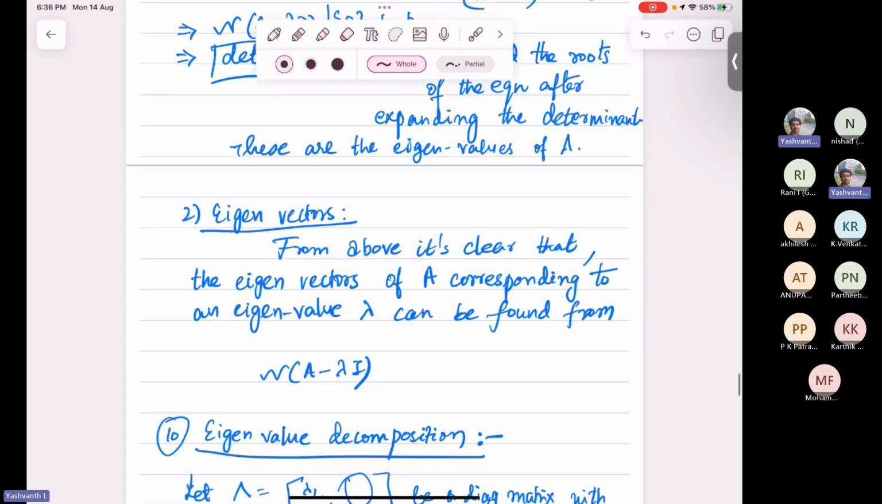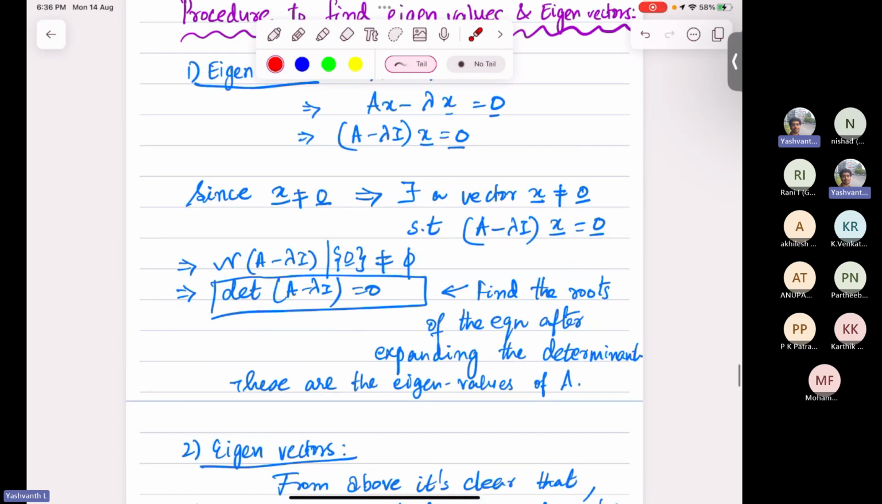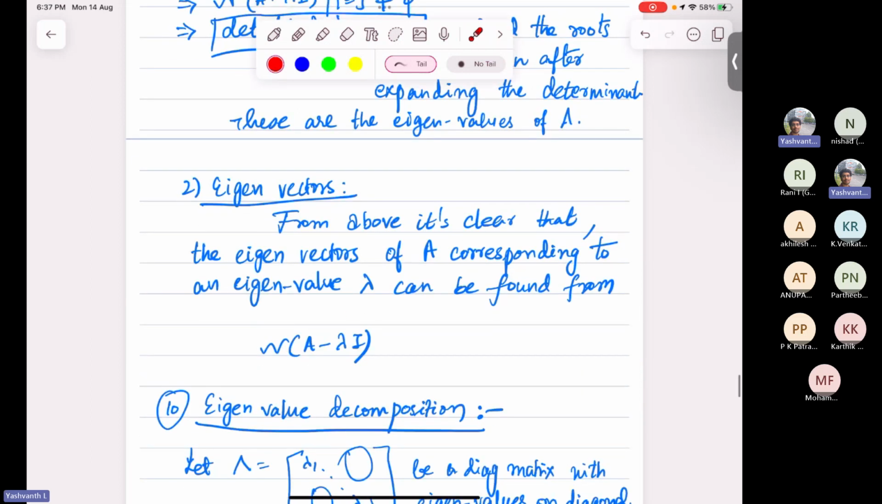Now, how to find eigenvectors? From above, it is clear that the eigenvectors of the matrix A corresponding to an eigenvalue can be found just by looking at the null space of A minus lambda I, because I am interested in all those vectors x which lie in the null space of A minus lambda I. These x's are precisely the eigenvectors. So the procedure is: first compute the eigenvalues by evaluating this determinant, and you will get lambda 1 and so on, whatever roots you get. For every root, compute the null space of this matrix. So for every eigenvalue, you get a set of eigenvectors.